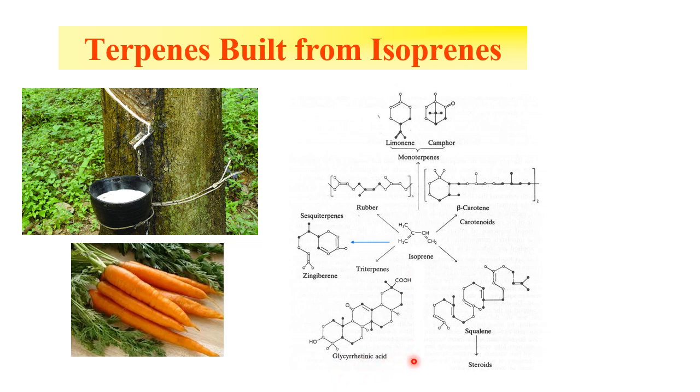glycyrrhetinic acid. That's a mouthful. Glycyrrhetinic acid is found in licorice, and it has a nice anti-inflammatory effect. And then finally, the carotenoids here, which are C40 compounds, which contain 8 of the isoprene units, and then rubber, which has an indeterminate number because it is a very, very large polymer.